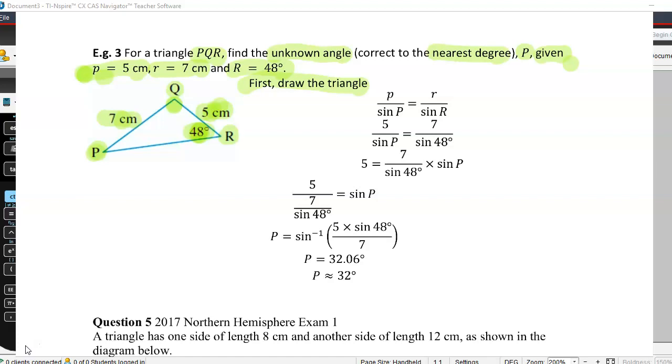Right, so I've written out my formula, putting in my knowns and unknowns. I've transposed it there. I could have used the solve function on my calculator to solve for P. So that is closest to 32 degrees.